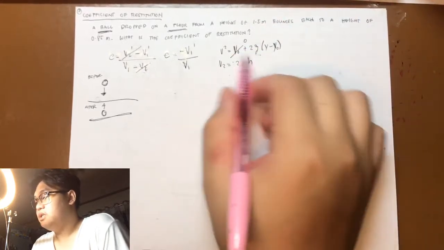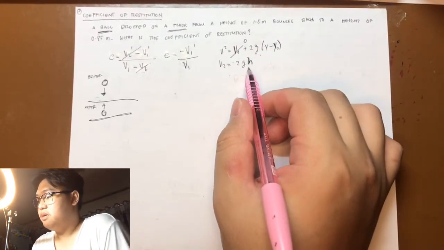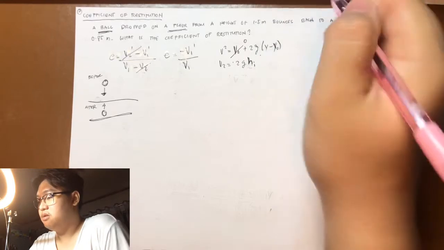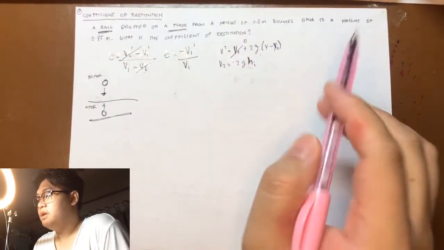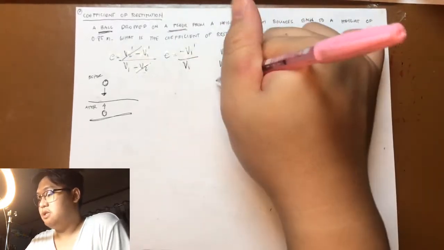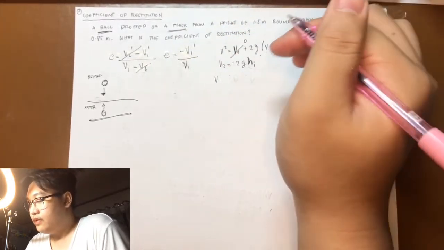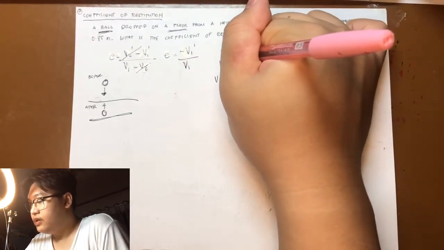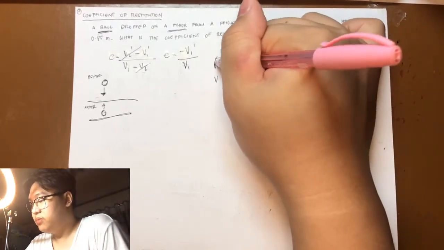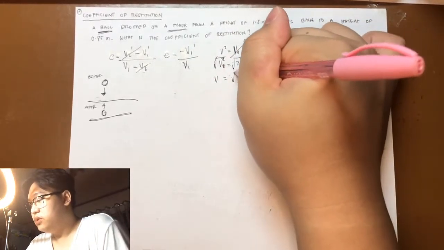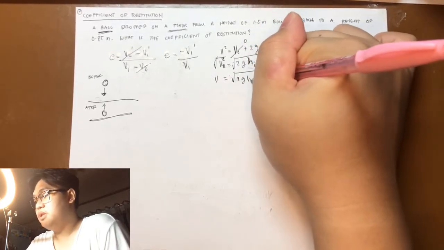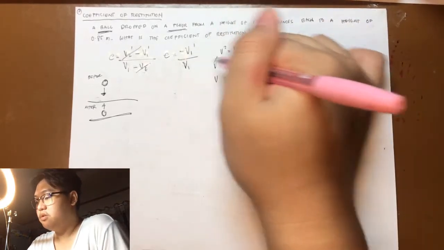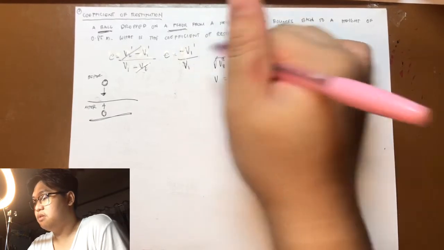Para kay initial velocity, initial height yung gagamitin natin dito, which is equal kay 1.5. Naka-squared pala to, so hindi pa tapos. Kailangan pa natin siyang i-square root para ma-cancel. V is equal to square root of 2 times gravity times initial height. Ito yung magiging sagot dito.